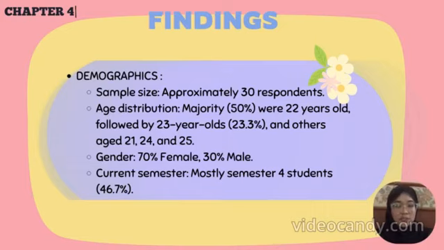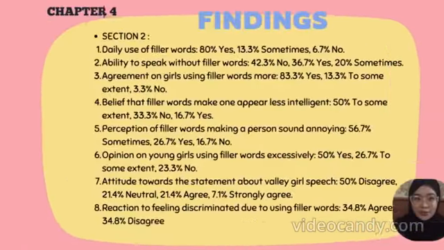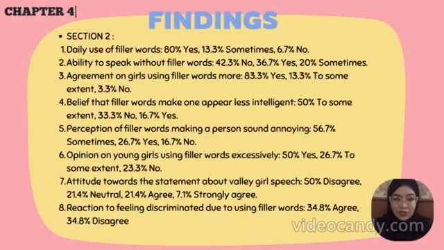The age distribution: the majority were 22 years old, followed by 23 years old, and others were 21, 24, and 25. As for gender, mostly female, consisting of 70%, and the remaining 30% male. The current semester is mostly semester 4 students, which is 46.7%. Okay, so moving on to the section 2 questions.